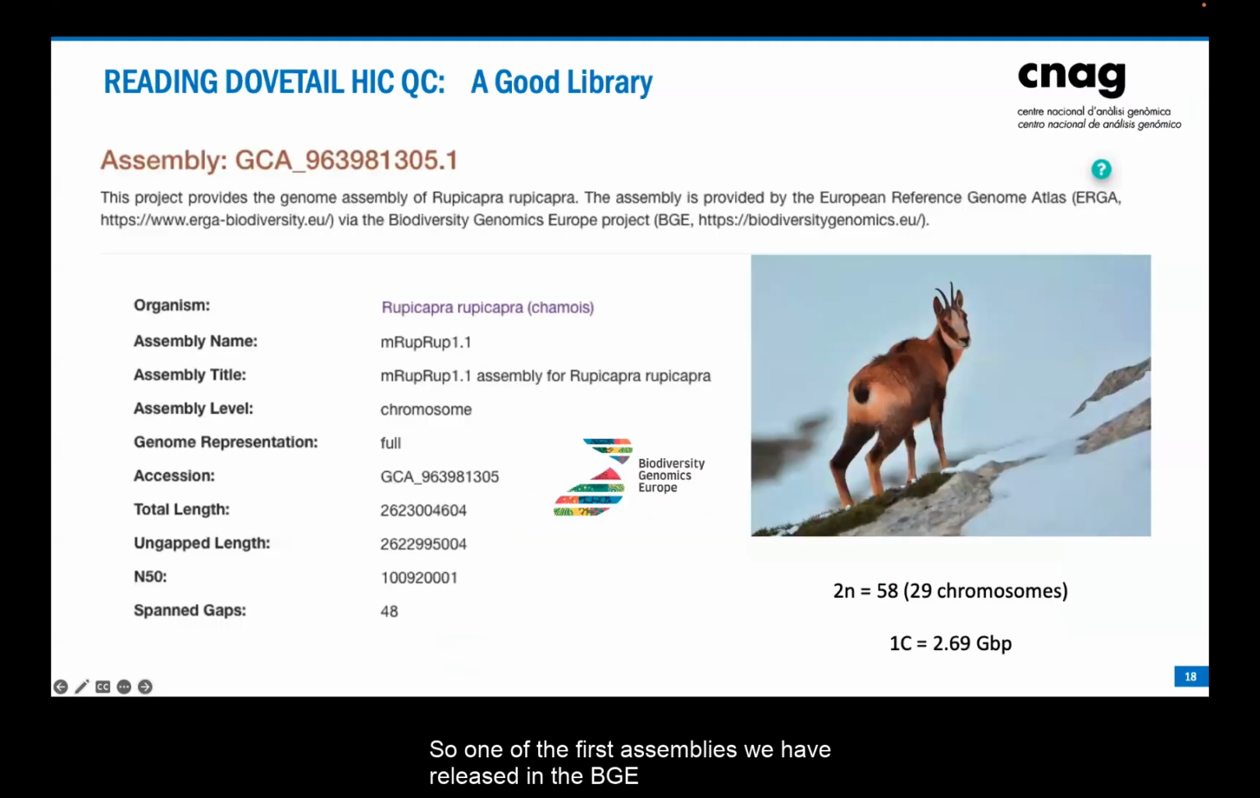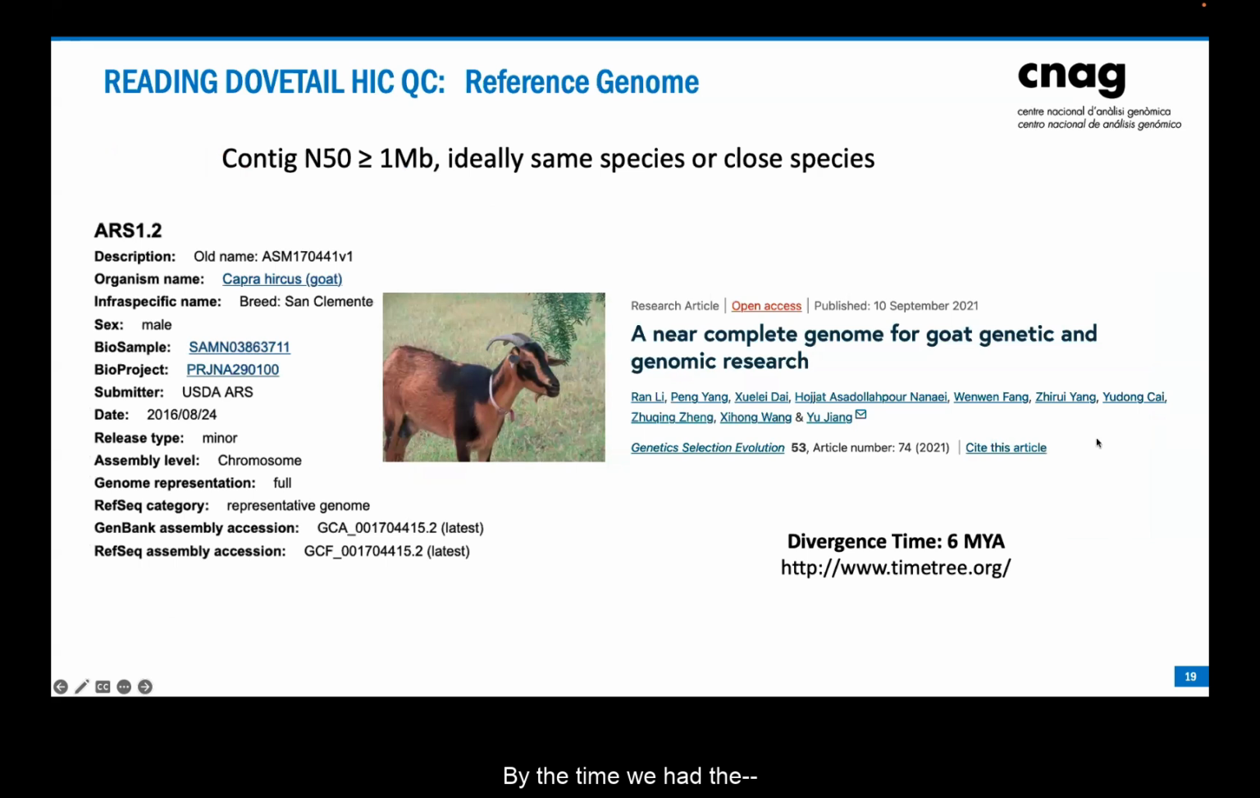So one of the first assemblies we have released in the BGE project is Rupicapra. Rupicapra is a sample coming from Slovenia, and it's already uploaded to the ENA, and also got the seal of approval from the sequencing assembly committee, and we got a chromosome level assembly where we have 27 autosomes and 2 sex chromosomes. Nice assembly.